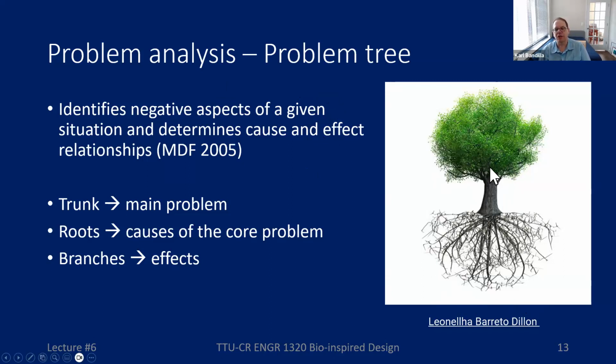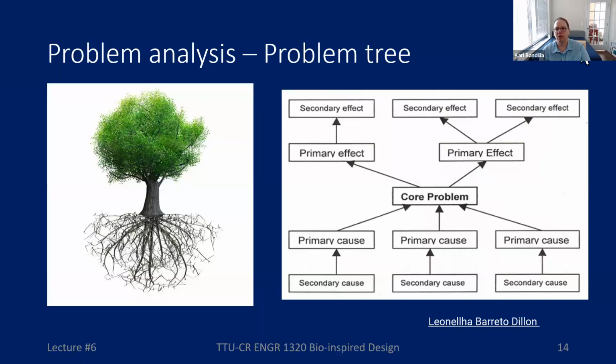And then the branches are going to be the effects that the problem has on society or the environment or whatever it is that we're interested in. All right, so here, the way that we can think about this is if we put it in this chart here. The trunk would be the core problem, and then there's all these different effects: primary, secondary, they can be tertiary. There could be all kinds of levels of effects, and of course, the problem is all based on all these causes. All these causes create the problem, and then the problem affects the environment or society.